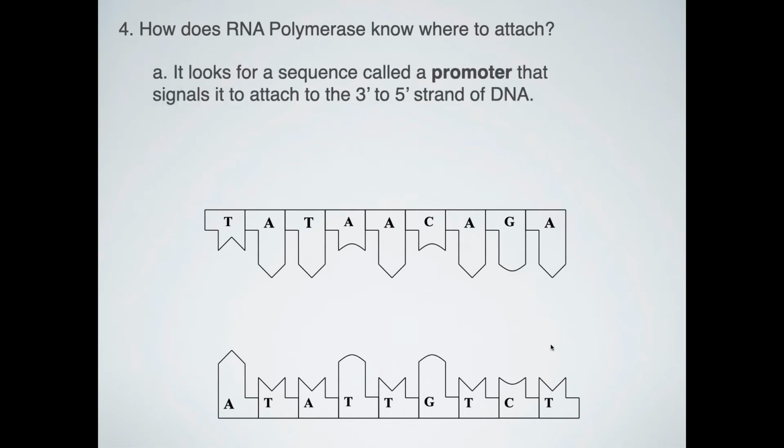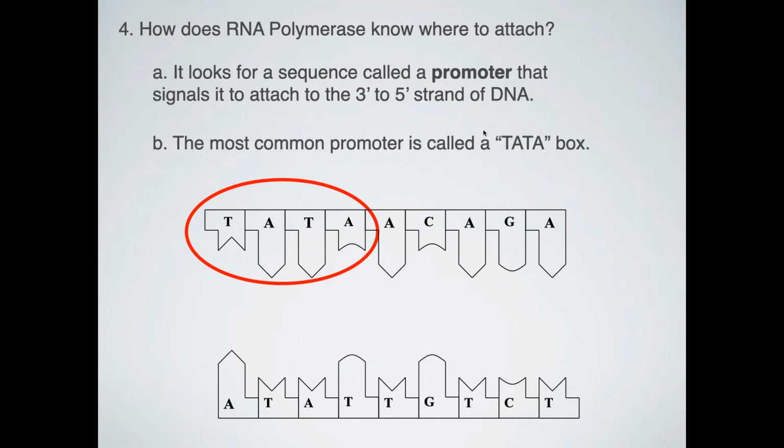So it looks for a sequence called a promoter. Promoters signal where the RNA polymerase is supposed to attach. And so this is an example of a promoter. The most common promoter is called a TATA box. So it's a sequence of TATA on your chromosome somewhere. And so that is one of the most common promoters that lets RNA polymerase know, okay, I'm supposed to go there.